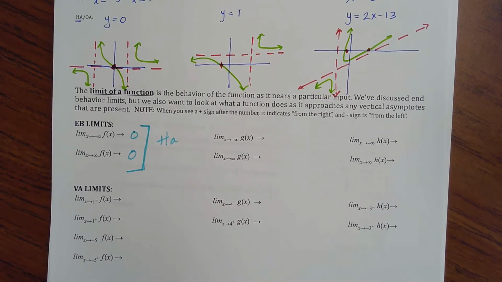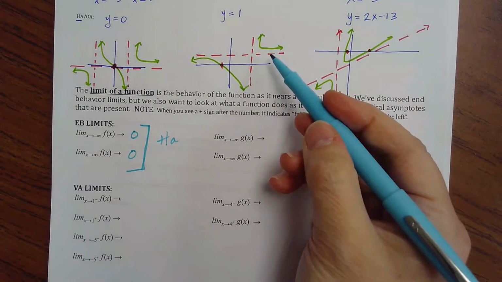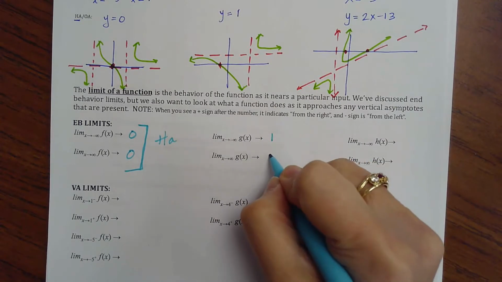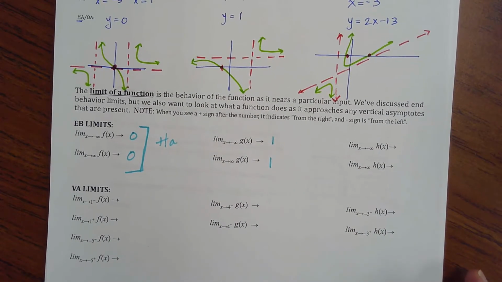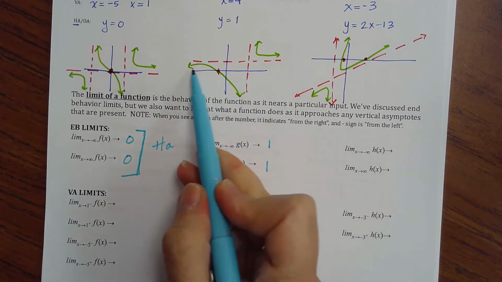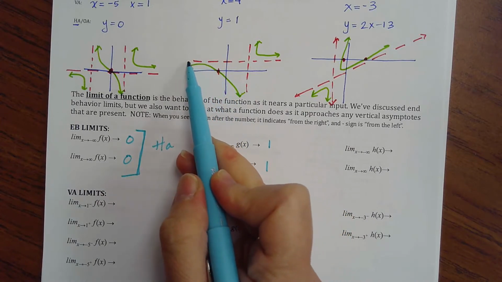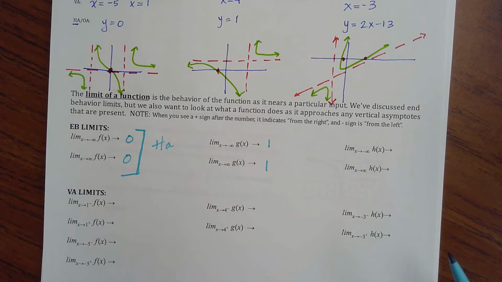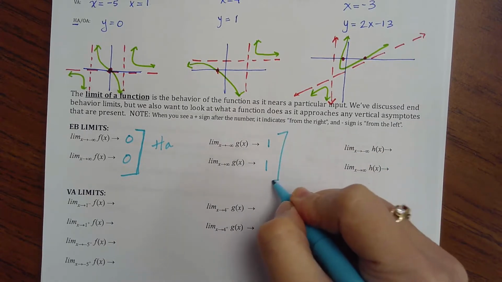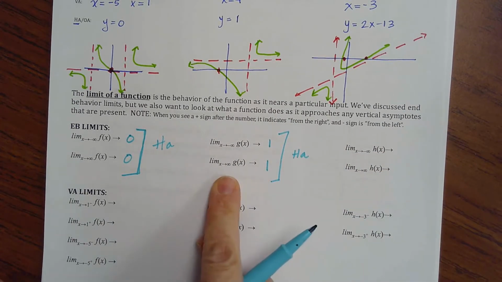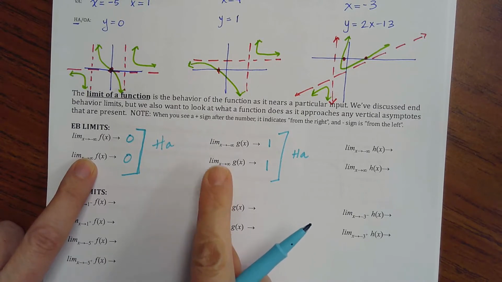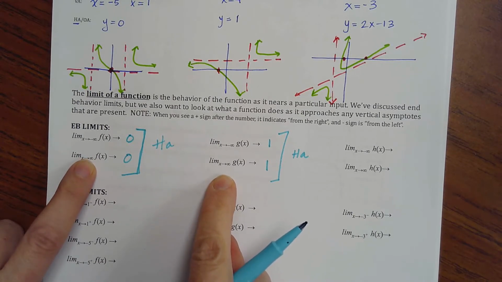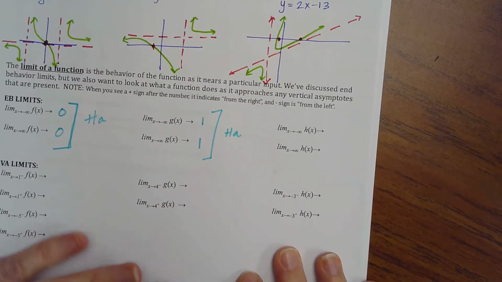For here, if we use that same concept, our horizontal asymptote is at 1. So we should show that our limits approach 1. As x gets smaller and smaller, notice how our function gets closer to 1. And as x gets bigger and bigger, notice how our function gets closer to 1. Again, this is your horizontal asymptote. So an end behavior limit approaches your end behavior asymptote, in this case the horizontal one.